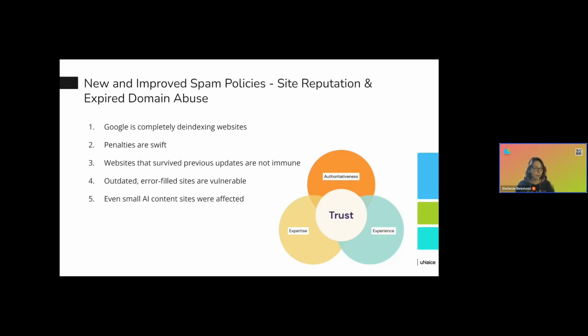So, right, 3, websites that survived previous updates are no longer immune. Usually there was this, it wasn't a myth, it was more like a saying, about evergreen content. So there were certain pages that have been around forever, since 2011, 2012, 2013, so really old pages. Obviously, AI content wasn't even a thing back then, so they were mostly safe because of the history they had. So they were grown pages. They're not safe anymore.